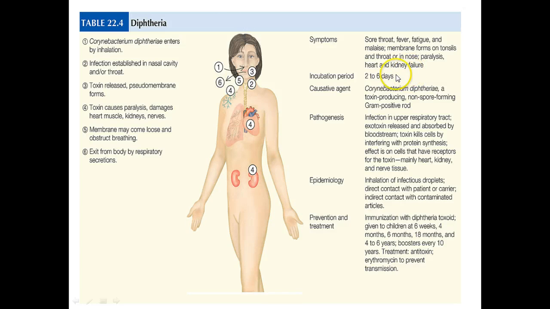The paralysis can also happen, heart and kidney failure can happen. So that membrane comes loose and obstructs the airways.